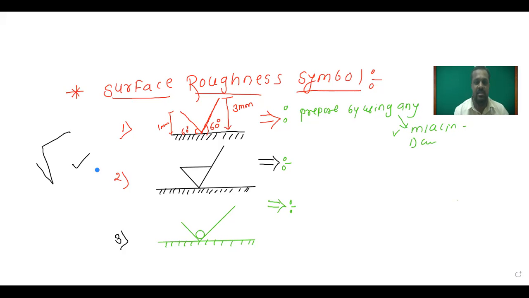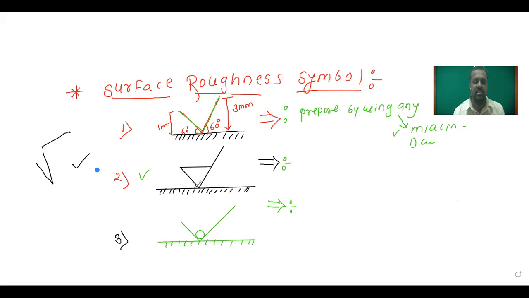When such a symbol is there, you have to understand that we can use any method. There is no restriction on the manufacturing process. Just listen to the word: there is no restriction. You can use any manufacturing process, whether casting, forging, or machining.